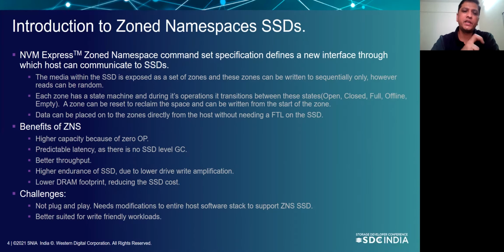Each zone has a state machine, and during its operation it transitions between these states. A zone is a set of erase blocks, basically, and you can reset a zone to delete all the contents of that zone. So now the host can place data onto the zones directly without needing the FTL on the SSD. Since we don't need to maintain the illusion of random writes or overwrites, we don't need the FTL.